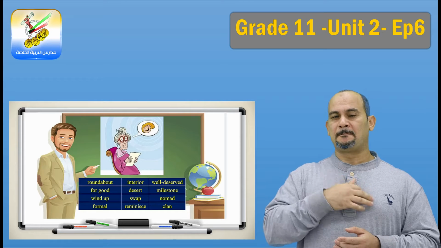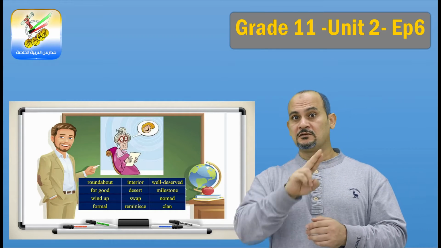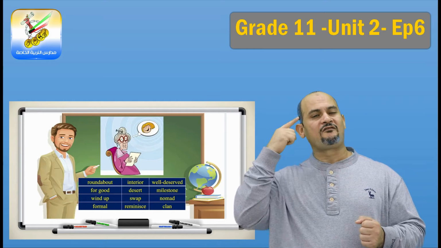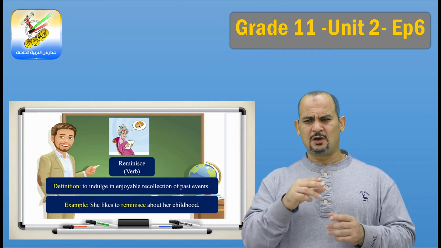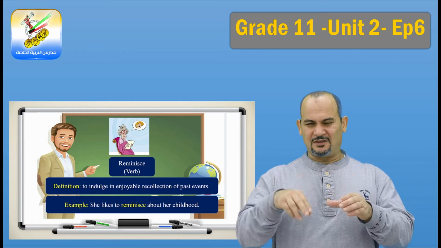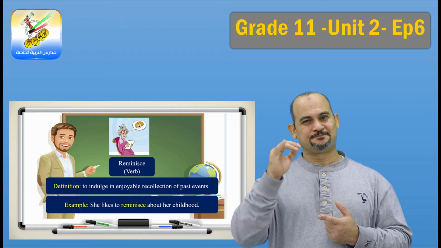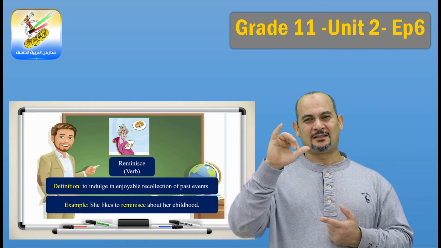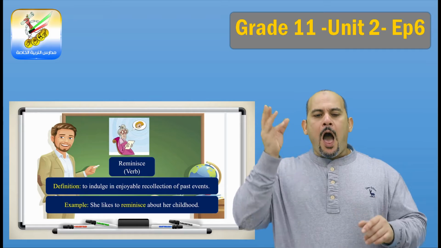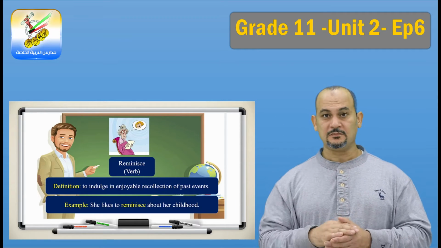So we have an old woman remembering her youth. So it's related to remembering. It's reminisce. It's a verb. It means to indulge in enjoyable recollection of past events. For example, she likes to reminisce about her childhood, so to remember those beautiful moments in her past and try to tell them to her grandsons and so on. So reminisce, in other words, is to remember.